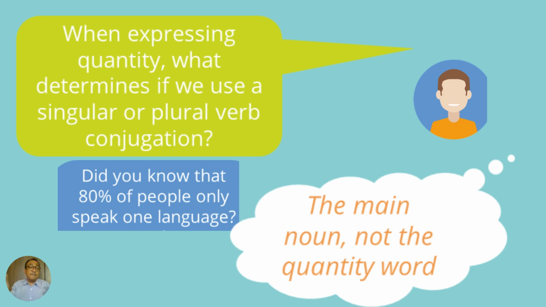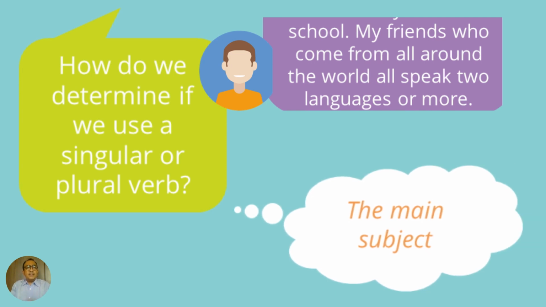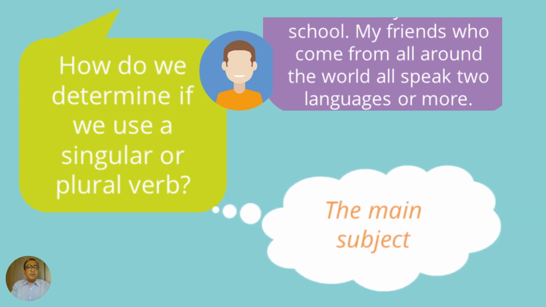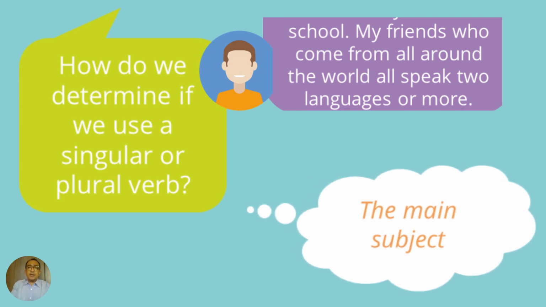80% of sand, 80% of air, and 80% of oil is. But 80% of students in our class, that is "are", because the main noun is not 80%, but what is after that. The next one, how do we determine if we use a singular or plural verb? We need to know the main subject. Like my friends who come from all around the world, that's the main subject here.